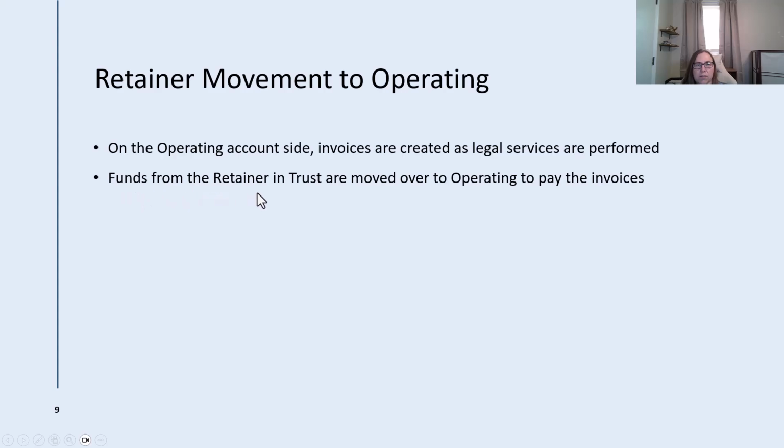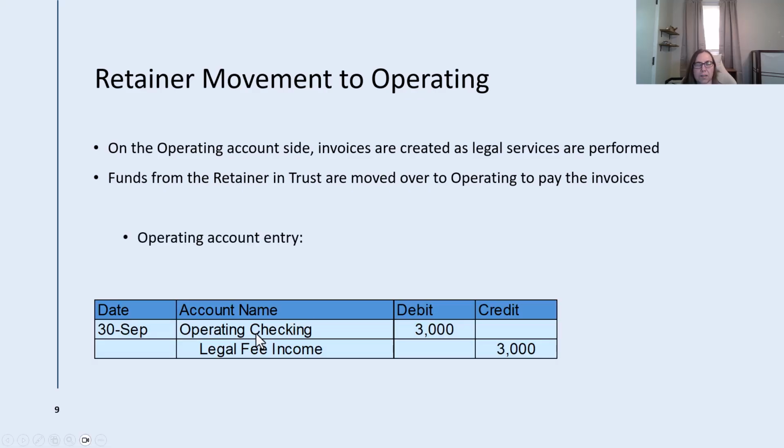And then the funds from the retainer and trust would be moved over to operating to pay the invoice or apply to the invoice. So on the operating side, it would be a debit to the checking account and a credit to the income account. And of course, it might not look like this in practice. In the software, you might be creating a deposit, you might be creating a payment and a deposit. So it would depend on your software, but this would be the underlying debit and credit.